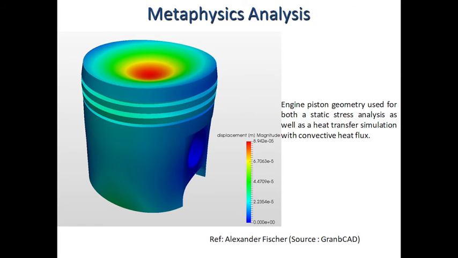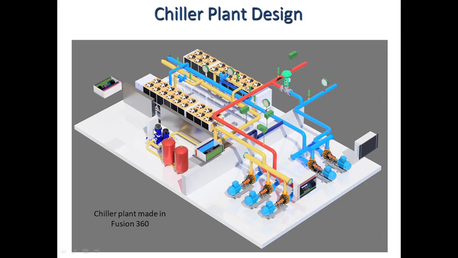This is an example of multiphysics. Multiphysics is basically when you want to apply more than one kind of analysis. For example, structure analysis along with thermal analysis, which has been done in this case on a piston. This geometry is used for both static stress analysis as well as heat transfer analysis. This is done to estimate or simulate the conditions under which the piston is going to work in an engine.